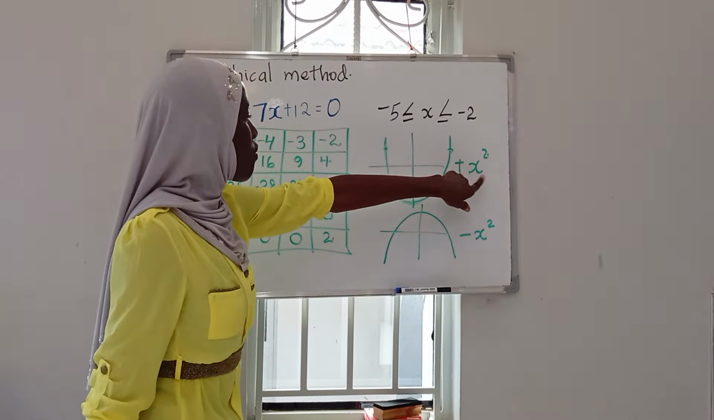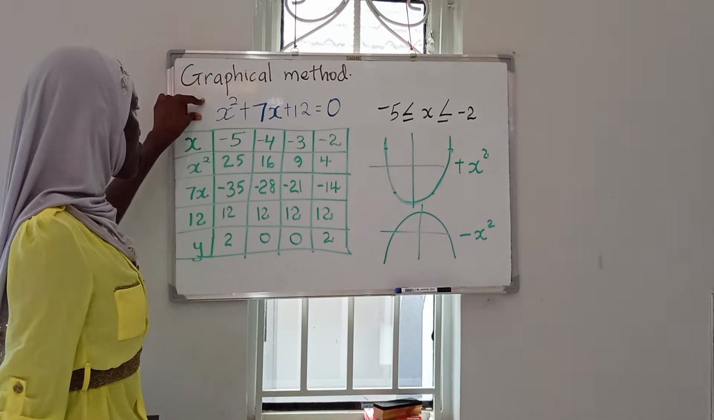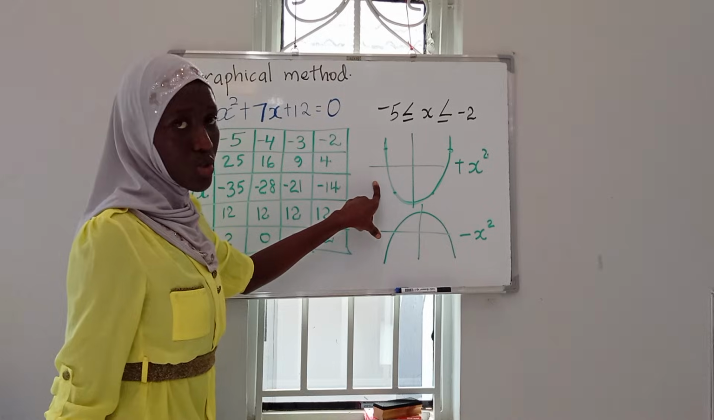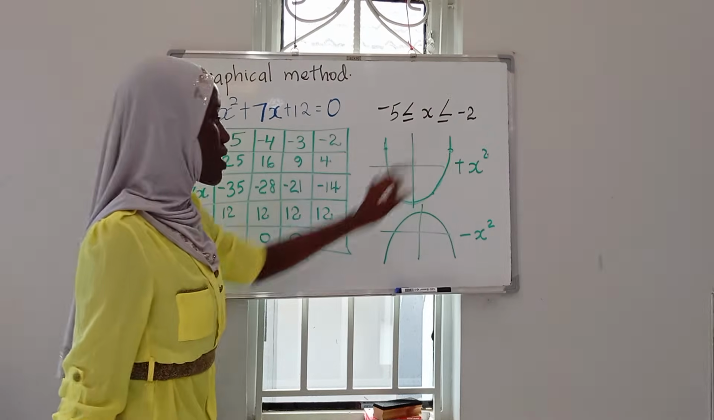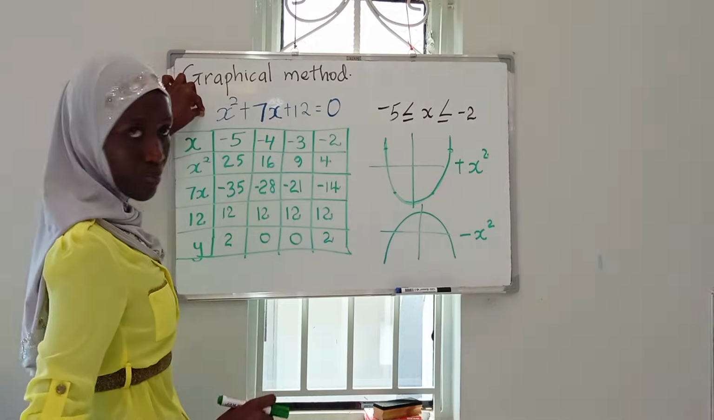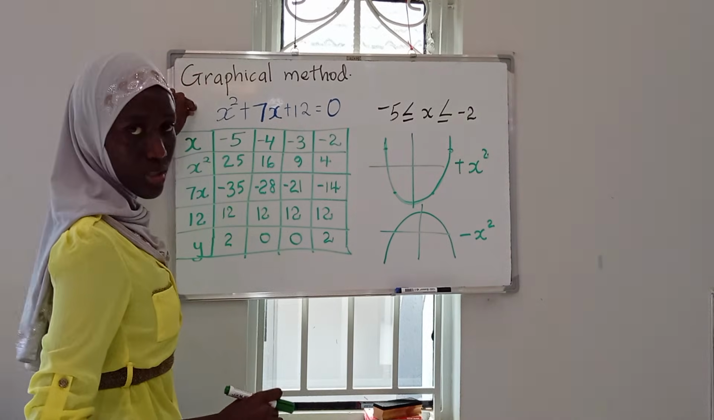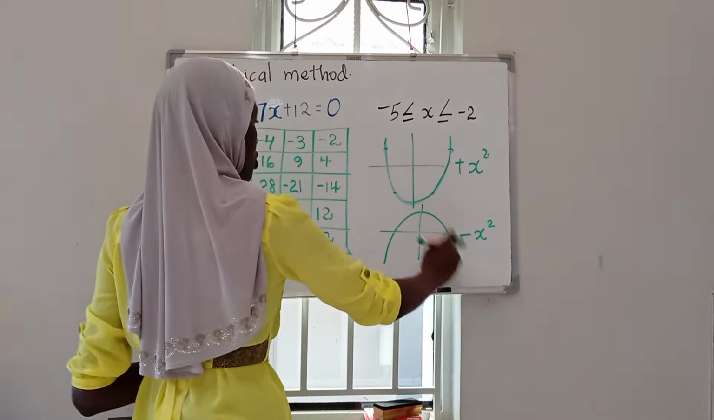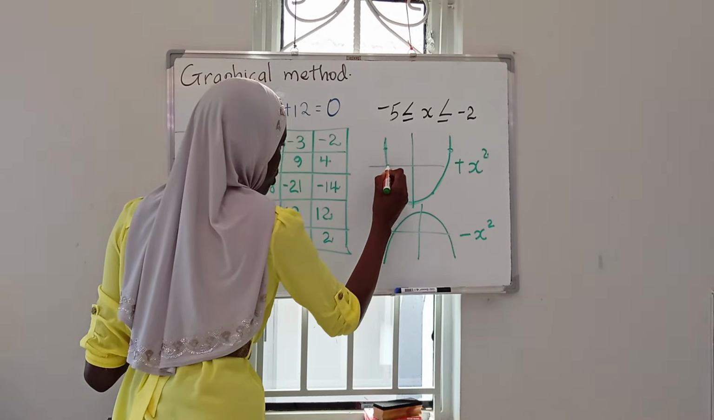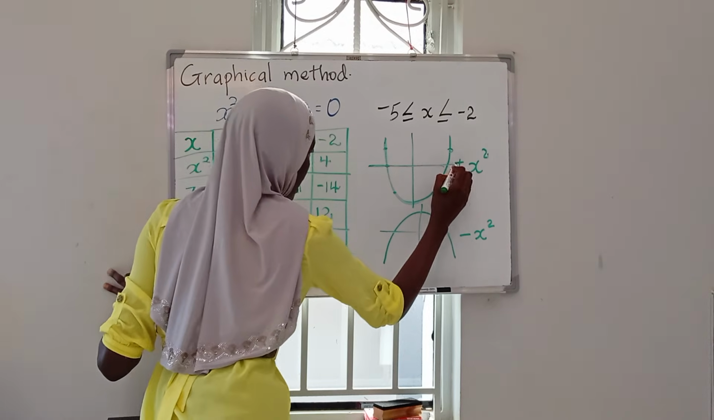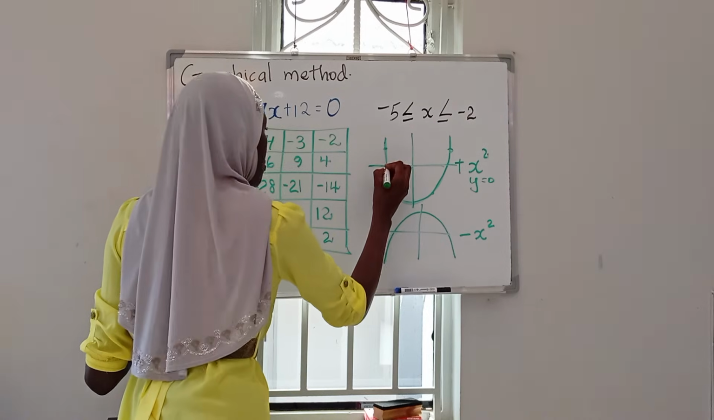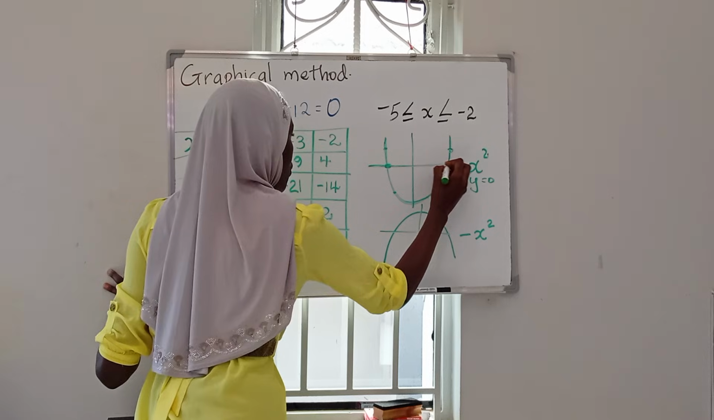If the x squared is positive, your curve is supposed to come out as a U-shaped curve. If it's negative x squared as your coefficient in this quadratic equation, then it's supposed to come out like that. So what you do is that the points which meet the x-axis, or the line y is equal to 0, are the points that you will take as the roots of your equation.